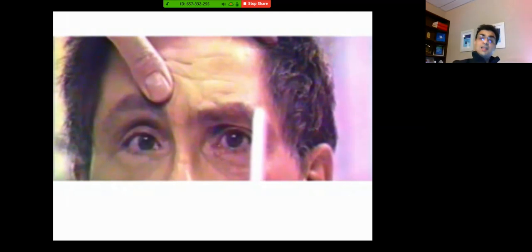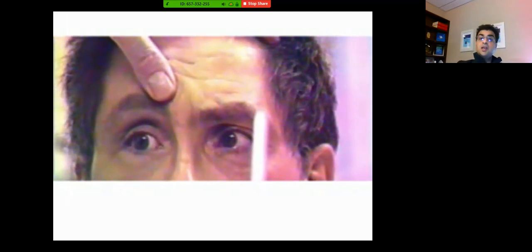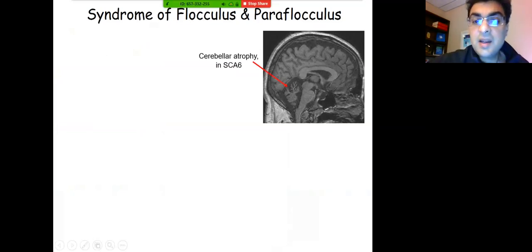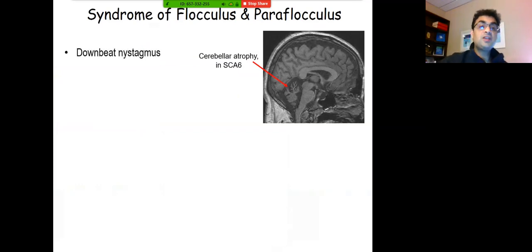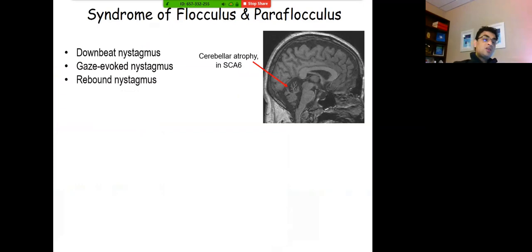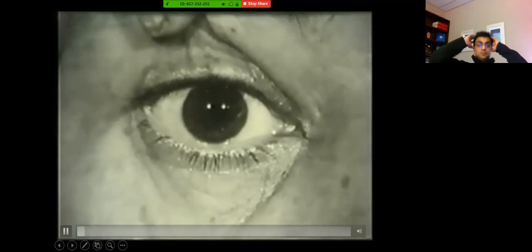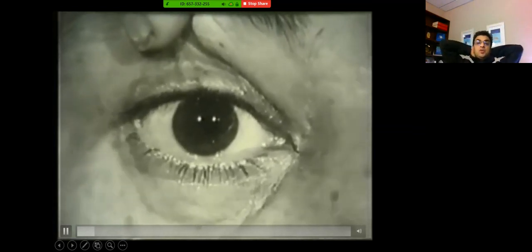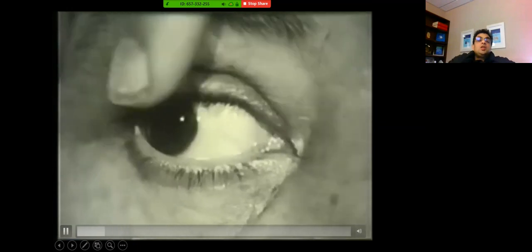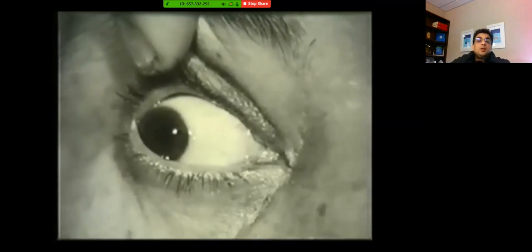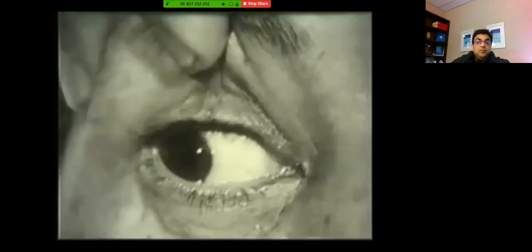Then a very classic floccular syndrome, which is a deficit in the flocculus and parafloculus. You can see that in many conditions, but this is classic SCA6, where you have a deficit in flocculus and parafloculus. What you see is downbeat nystagmus, gaze evoked nystagmus, rebound nystagmus. So for example, this patient you have seen before. What do you see? The eyes are beating to the right side, and then come back to the center, and it's beating to the left now.